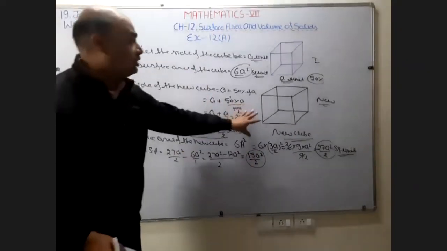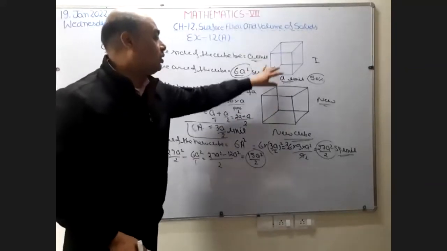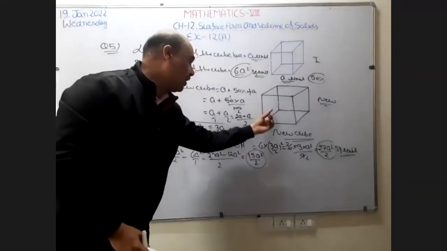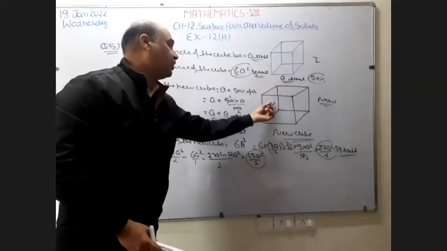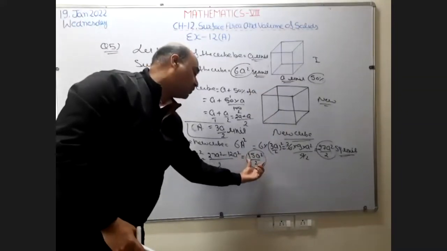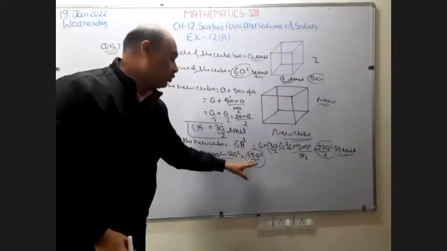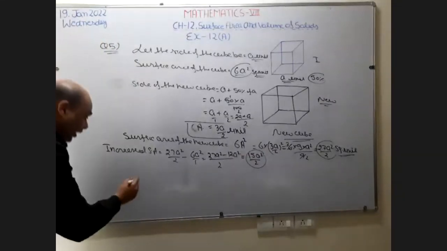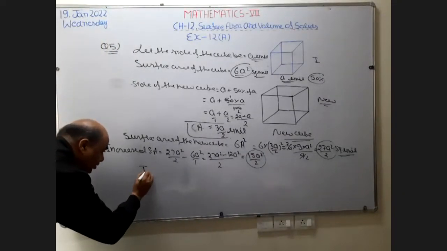This area is going to be increased. What is the difference between this and the previous one? This is the difference of surface area of these two cubes. Now you want to find the percentage increase. So right here, increase percentage.